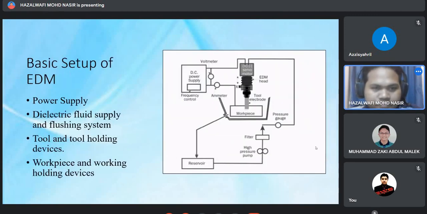And then the basic setup of EDM. First, we have the power supply, and then the dielectric fluid supply and flushing system. It's important to have a good dielectric fluid supply. The third is the tool and tool holding device. Then how we hold the workpiece, the workpiece and work holding device.